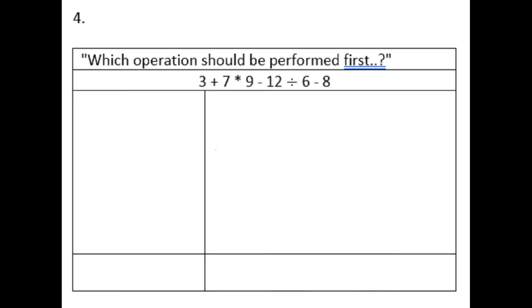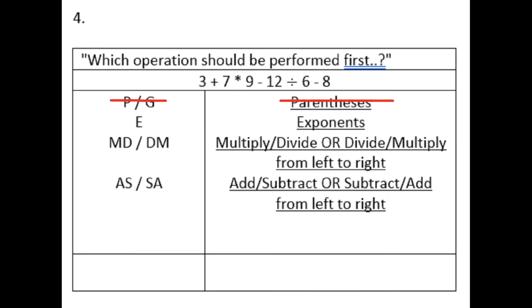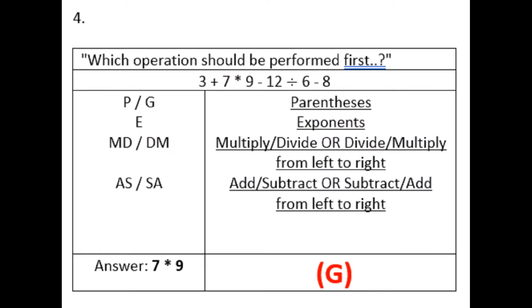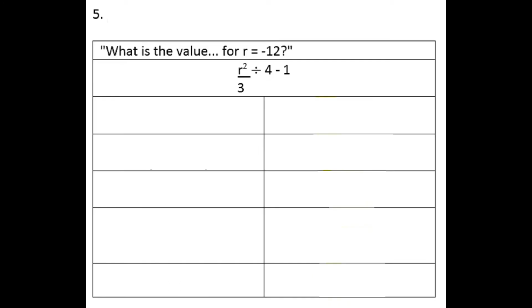Which operation should be performed first? This is order of operations. You guys should be able to do this one in your sleep, but if not, what I would do is a checklist. Parentheses or grouping, exponents, multiply or divide from left to right, whichever one you get to first, and add and subtract. If you notice, we have multiplication there first in that order of operations. So of course, 7 times 9, or the answer is G. That's the first operation you're going to do in that problem.